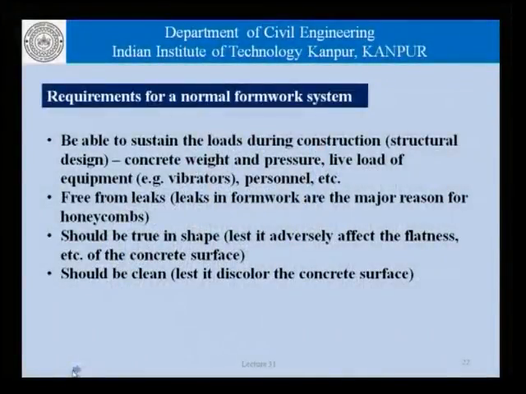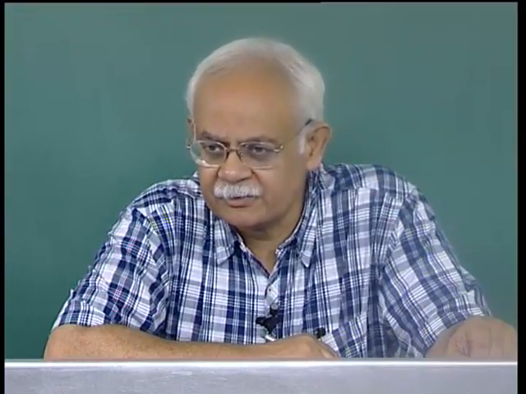Unless the formwork is true in shape, there is no way that we can have a concrete structure which will be true in shape. So, if a wall has to be vertical or the slab has to be flat, then it is important that the formwork has the right kind of tolerances. That is, those plates are not having undulations, because once those plates or panels have undulations, the concrete that is cast against them will obviously reflect that. The formwork should be clean, lest it discolor the concrete surface or impart properties which are not desirable from aesthetics or any other point of view.